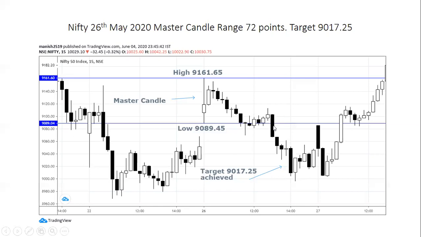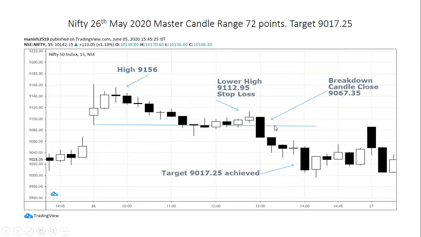Now what will be the target for short trade? Target will be 9089 minus 72 points. 9017 target, which was achieved in this candle. So this was a 4 candles trade after breakdown. Now let's quickly discuss where to place stop loss when you are going for a short trade.